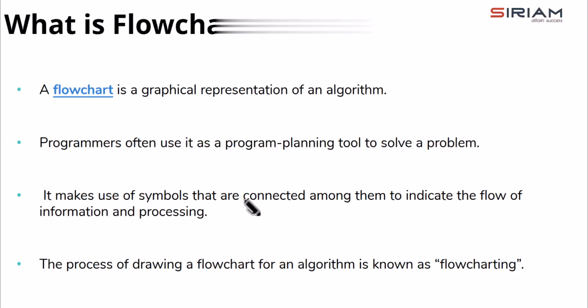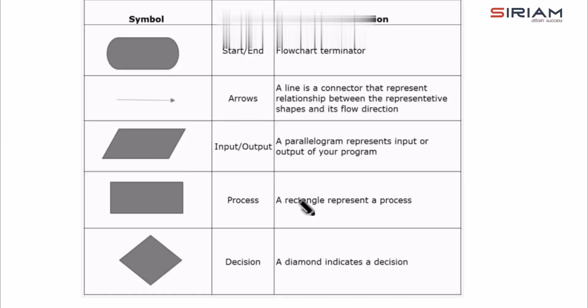But how do we make it using some figures? These are the figures. The start and end are represented using the oval shape. Then an arrow, a line, is used as a connector to represent the relationship between the shapes. To take any input or to provide any output, we use a parallelogram. To show a process, to check the logic, we use the rectangle. To make any decision, we use a diamond, or a kite-like figure. Whereas to connect two different functions or modules of a program, we use a circle.